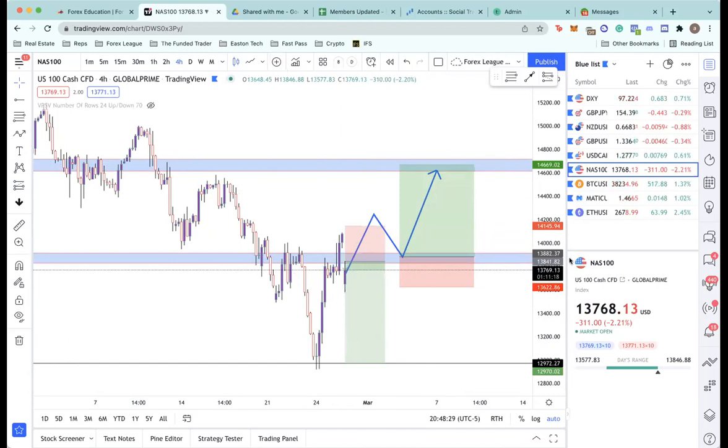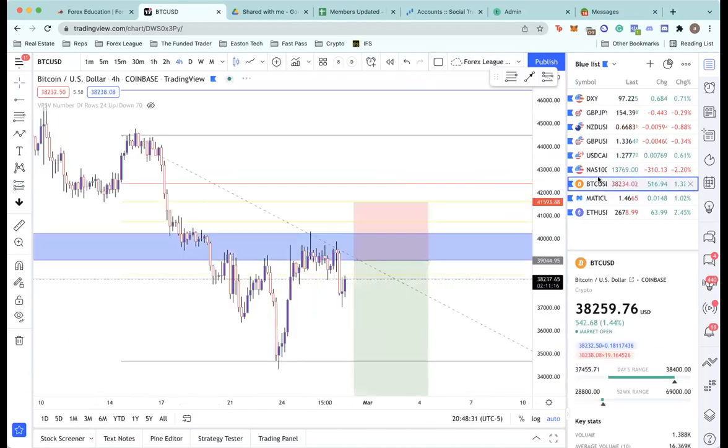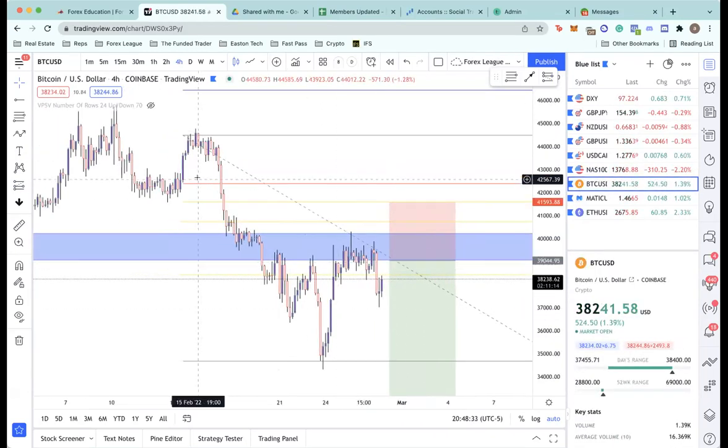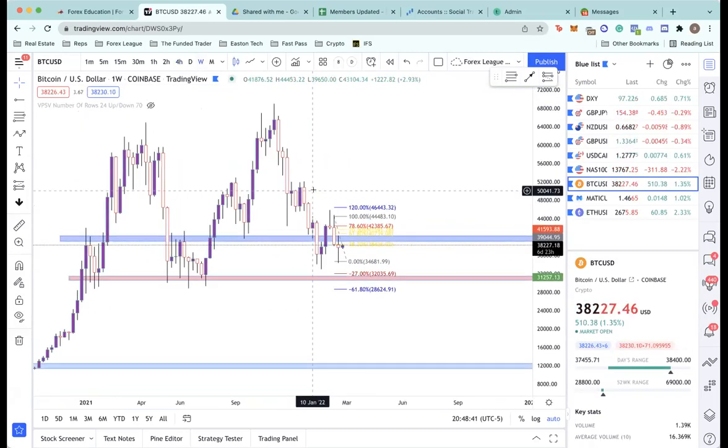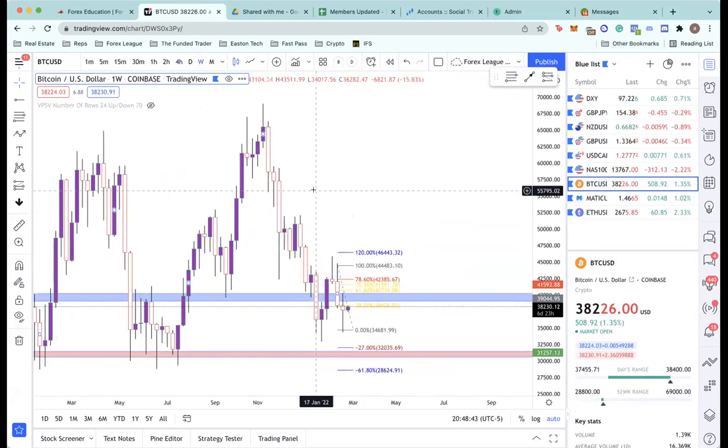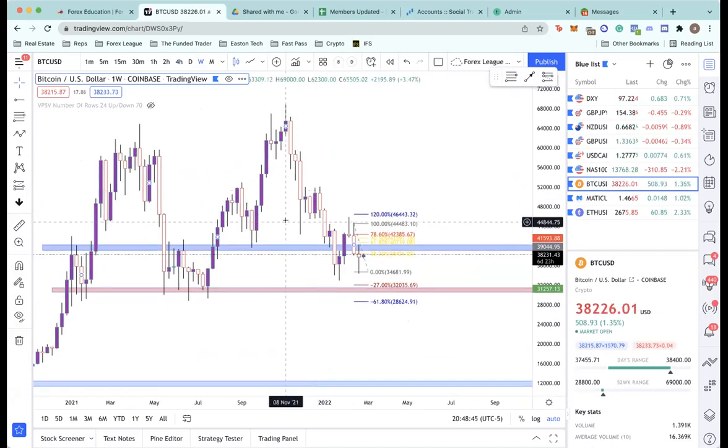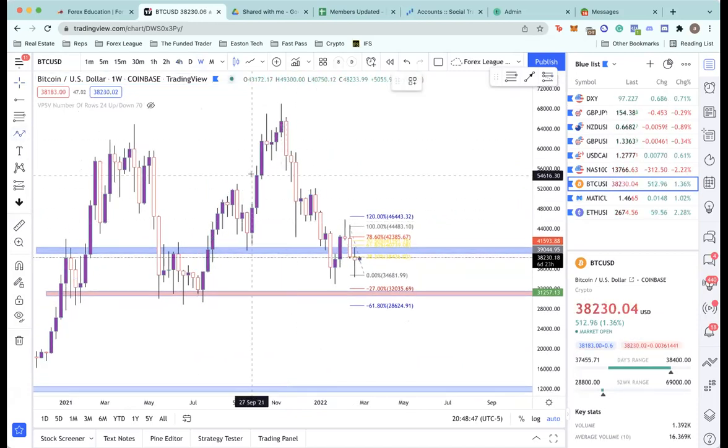Last but not least, I'm going to cover BTC. BTC has been respecting levels quite nicely. I had this marked out earlier. So let's come back up to the weekly, just see where we're at. We've been covering this one now for quite some time. Weekly time frame, clearly it's in a downtrend, right?